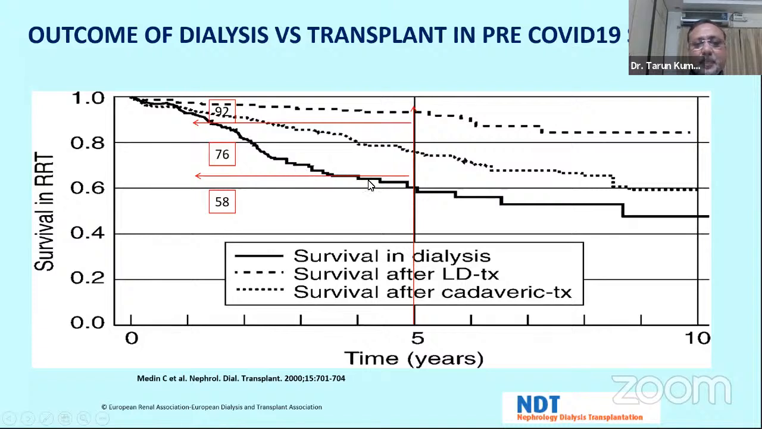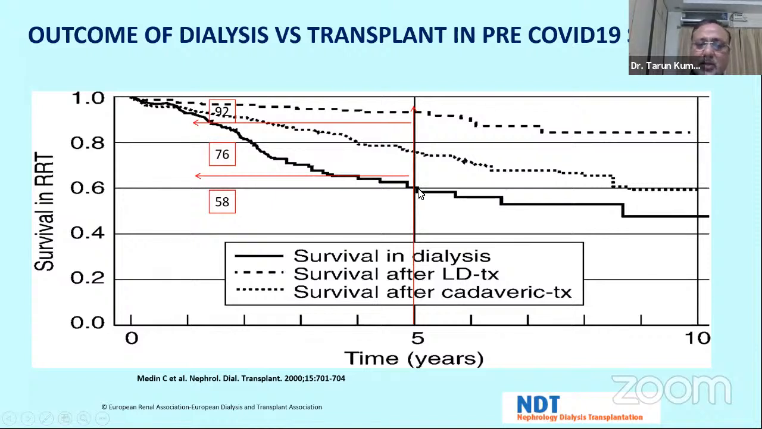this line tells us about the survival in dialysis. This graph shows the survival of the different modes of renal replacement therapy. Here it is being compared between dialysis, live donor transplantation and cadaveric transplantation. The best results we can achieve, as we can see, is a 5-year survival of 92% in live donor kidney transplantation. The figure is about 76% in cadaveric transplantation, whereas it is only 58% in patients who stay on hemodialysis.